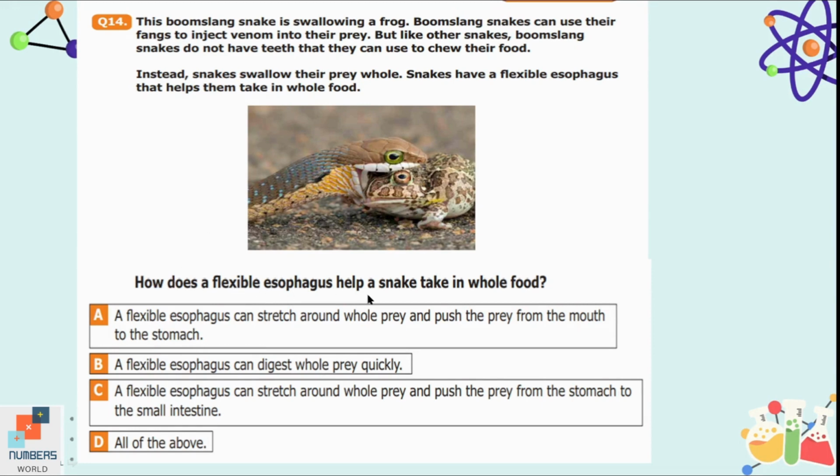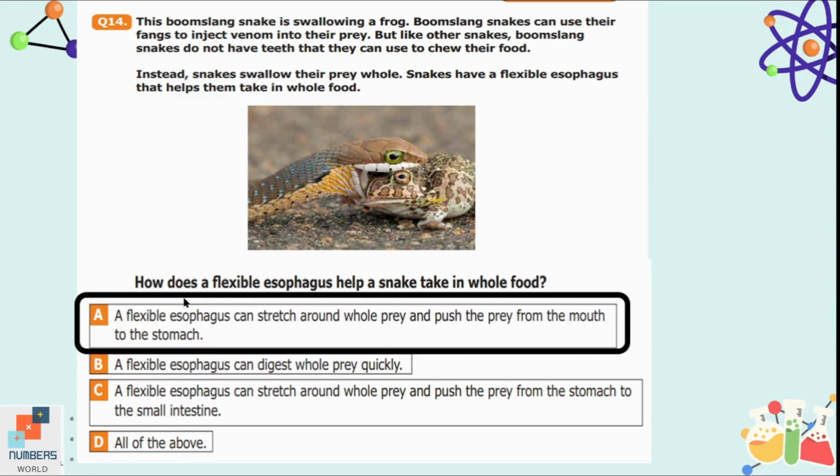How does a flexible esophagus help a snake take in the whole food? Option A is a flexible esophagus can stretch around whole prey and push the prey from the mouth to the stomach. So it can be our possible option because the correct benefit of the esophagus is that it helps snakes swallow their prey and push it from mouth to the stomach. Option B is a flexible esophagus can digest whole prey quickly. Option C is a flexible esophagus can stretch around whole prey and push the prey from the stomach to the small intestine. And the last option is all of the above. So here option A is the only correct option.